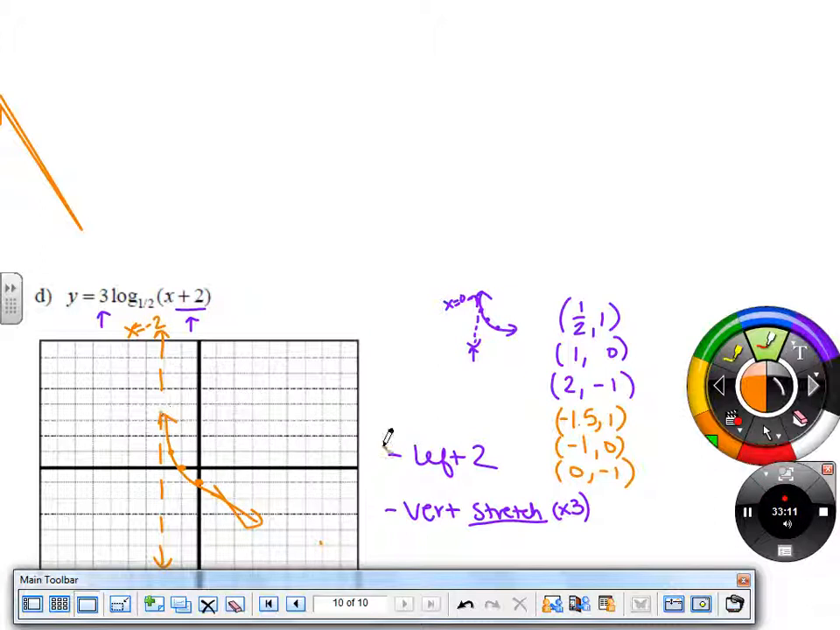Then we're going to vertically stretch by 3. So our x coordinates aren't going to change. Our y coordinates are going to change by a vertical distance. But this time when we're stretching, we can't measure a vertical distance from this asymptote. We can only measure horizontally. So we're going to use the vertex as our reference point. So it's going to stay where it is. Okay, so this point is going to stay.